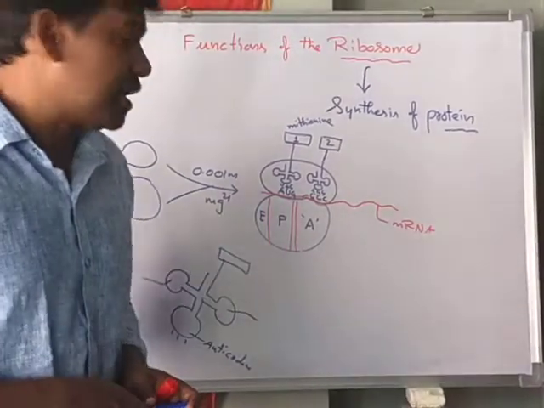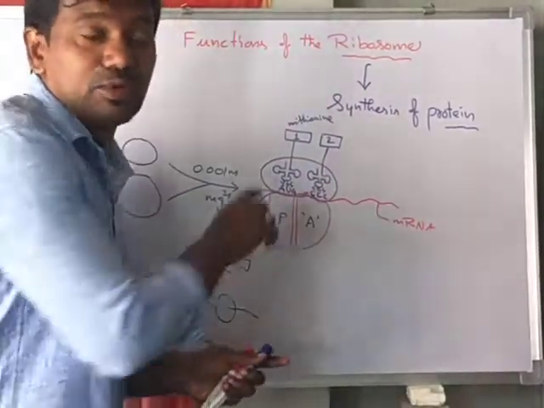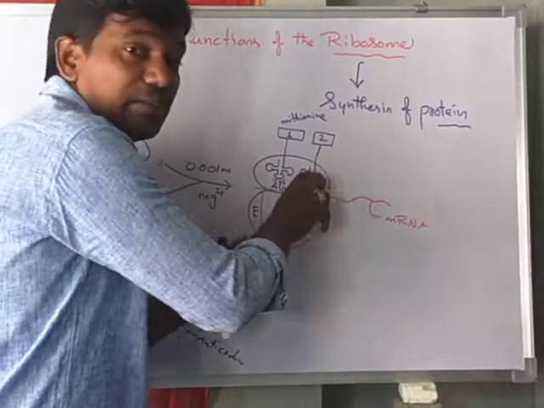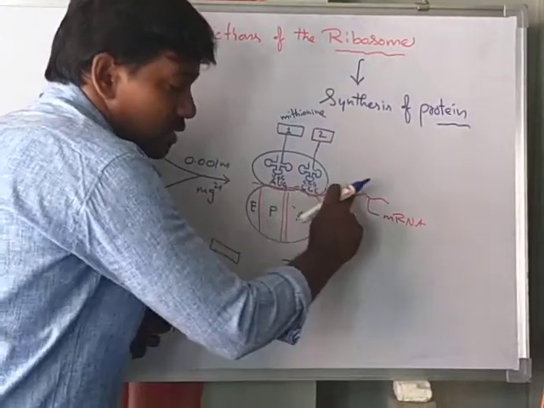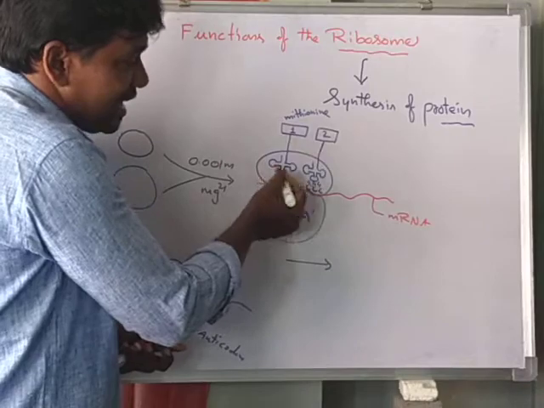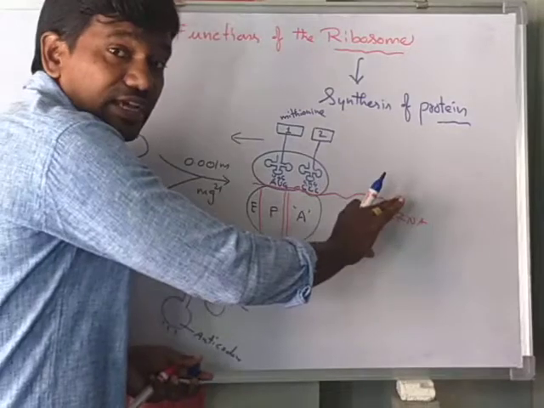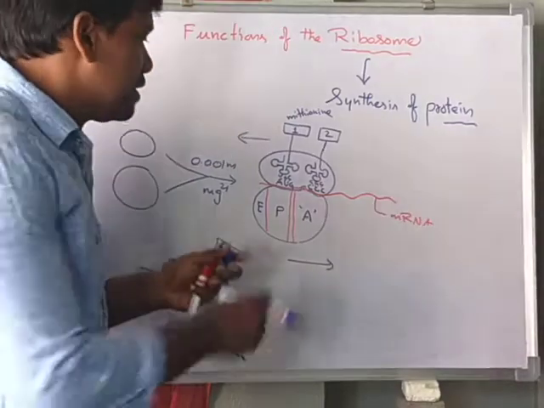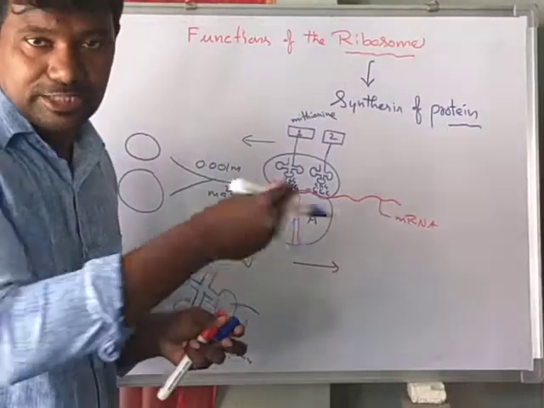After that, the ribosome moves on the mRNA. The ribosome moves in this direction on the mRNA. The mRNA does not move, only the ribosome moves. When it moves, the tRNA moves in this direction, opposite to the ribosome's direction. Then new tRNAs are joined with the mRNA. Later I will explain this in another video.